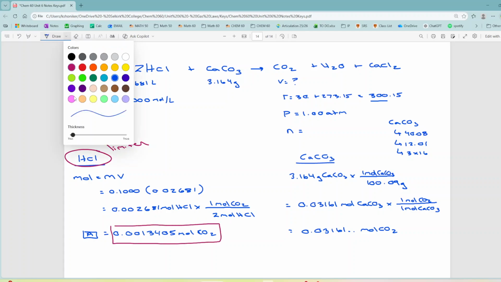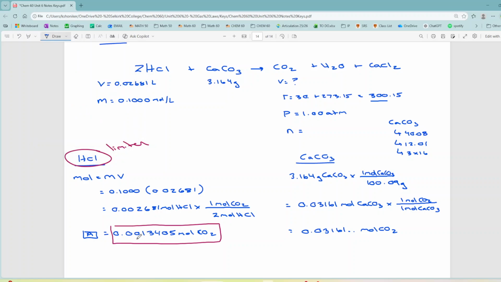So let's make sure I kept track of sig figs there. So it was 4 times 4, so this would be 4 sig figs. So 1, 2, 3, 4. Okay. So I'm going to put in for moles 0.001340 moles of carbon dioxide.